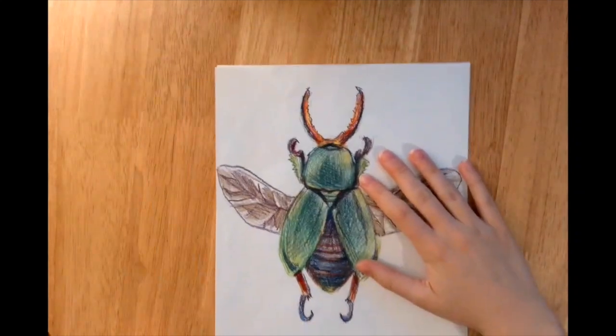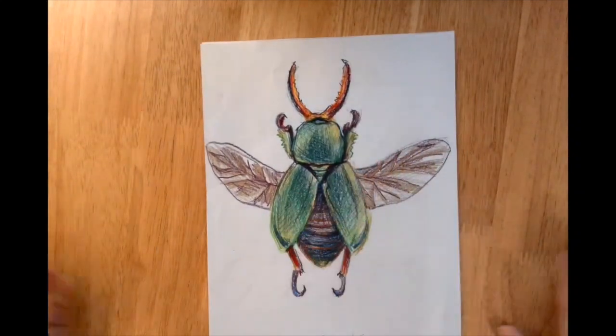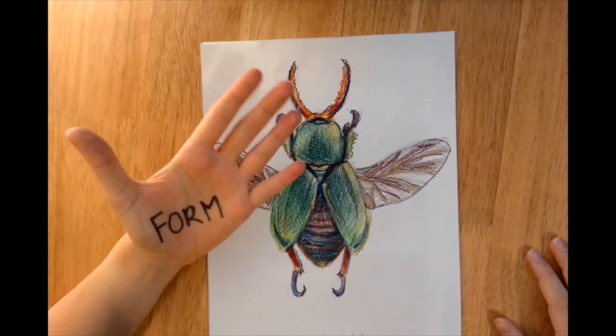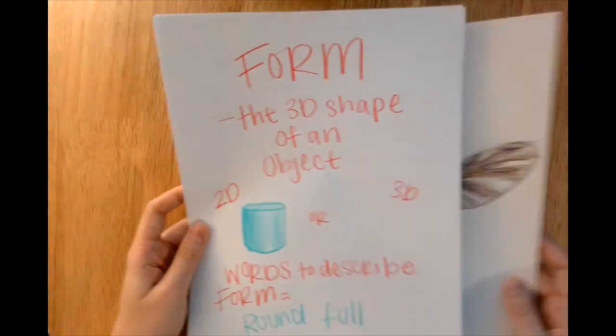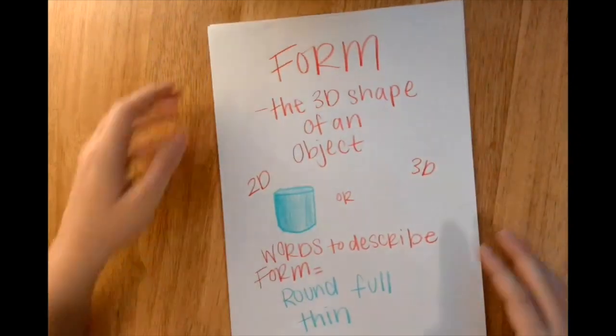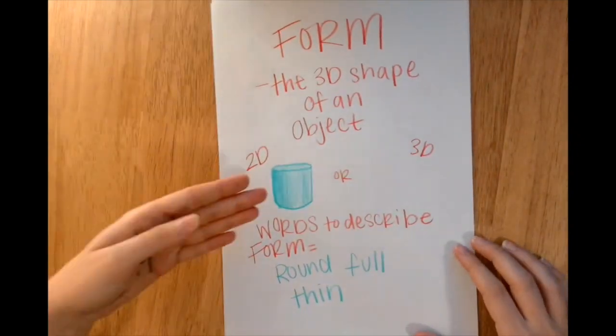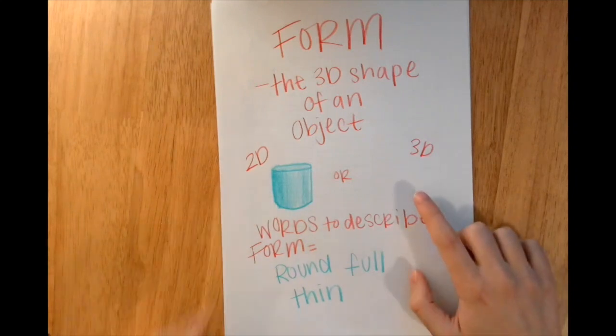Two keywords we're going to focus on throughout this whole project. The first is form and our second word is texture. So let's unpack this a little bit. Form is the 3D shape of an object. Form can be two-dimensional or three-dimensional.